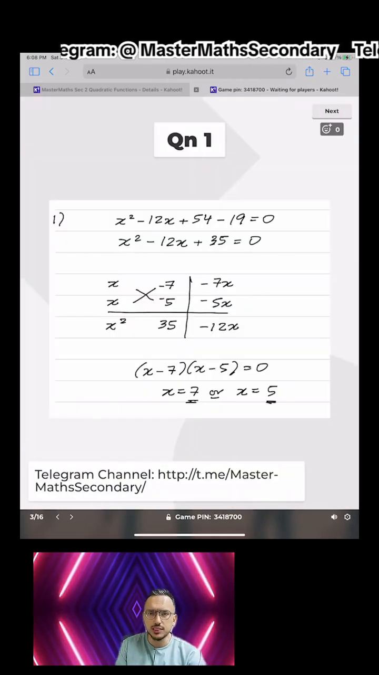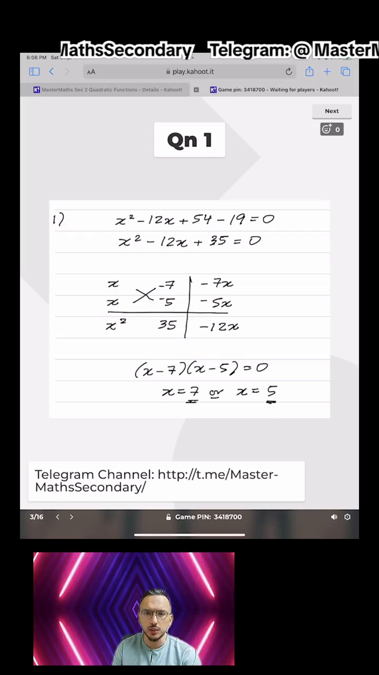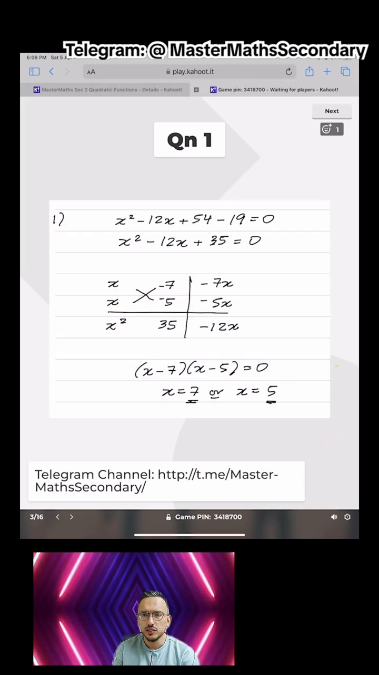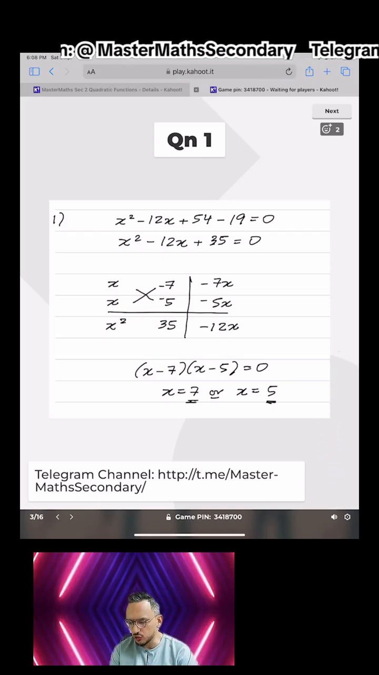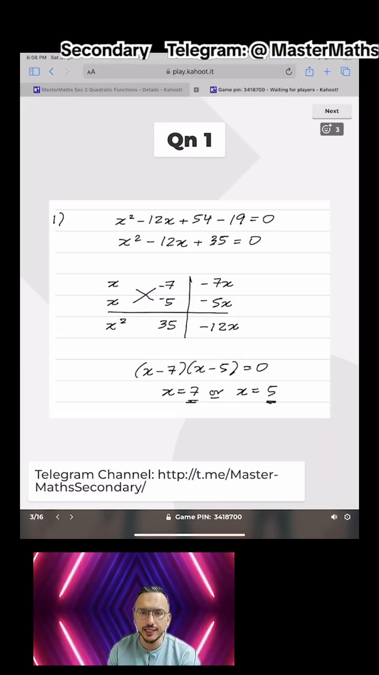Okay, so here's the solution, guys. Previously I lost a lot of viewers when I toggled between Kahoot and Notability. So now I've decided, okay, here's the solution. I'm going to just do it beforehand and then share it with you all here.